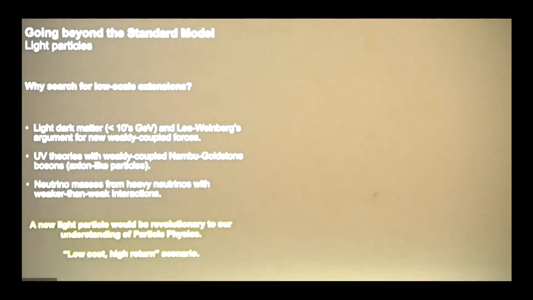So let me first start with the kind of mandatory motivation slide. Why look for light particles at all? I can give you 3 examples. The first is if dark matter is a light particle, typically below 10 GeV, and it's thermally produced, we need new forces, weakly coupled new forces, and that's just something we should look for. UV theories, all sorts of them, may have global symmetries. Associated with these global symmetries, we may have Nambu-Goldstone bosons. These may have some symmetry breaking masses, giving rise to axion-like particles. We should also look for those.